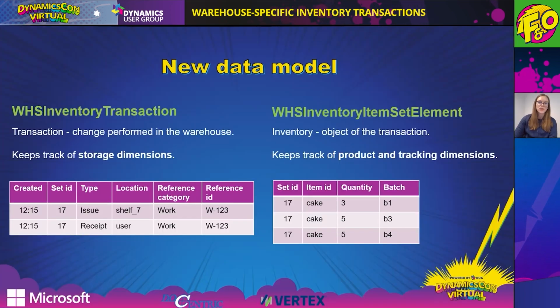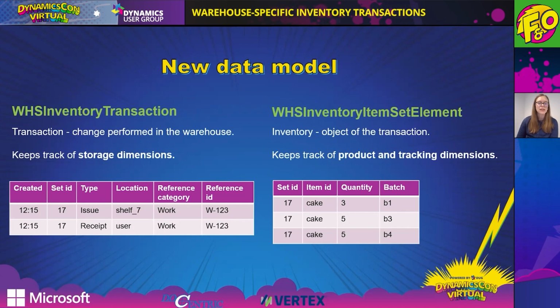How did we achieve it? Two core components of this new solution are these two new tables, WHS inventory transaction and WHS inventory item set element. The first one describes transaction, so the change that is performed in the warehouse. It holds the information about the cost.